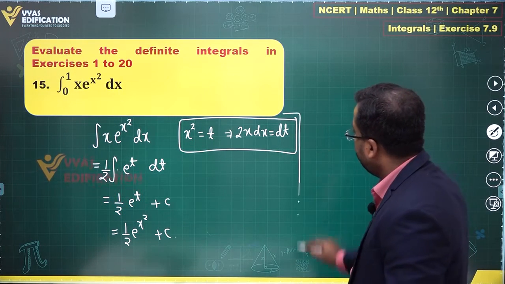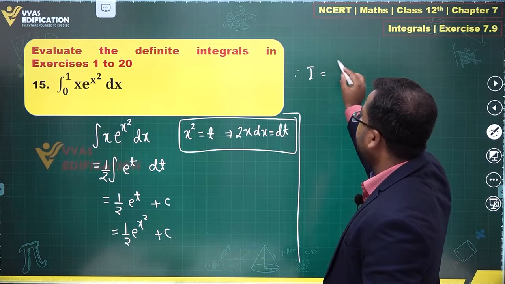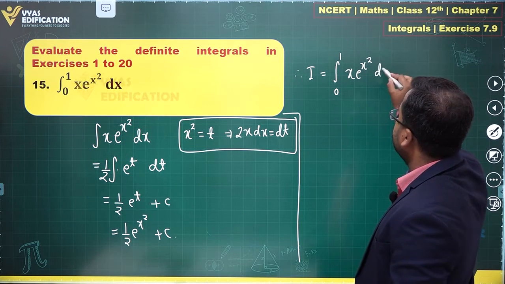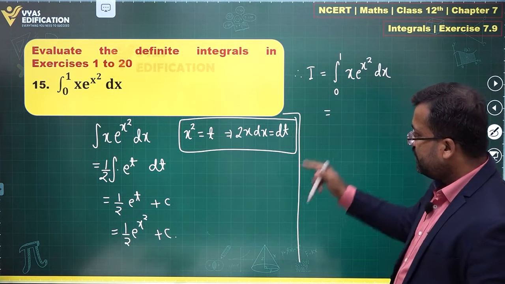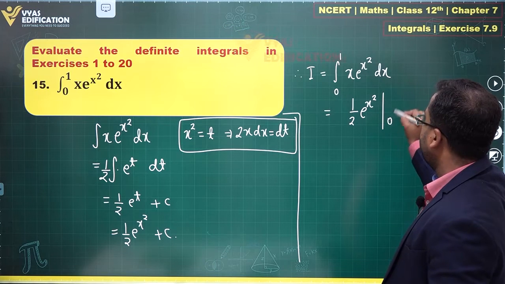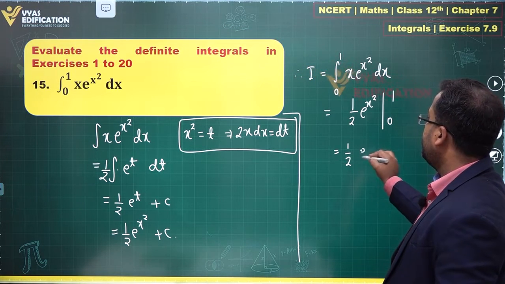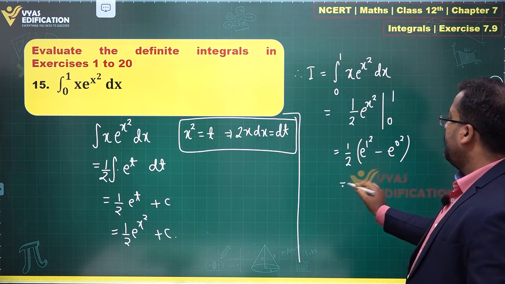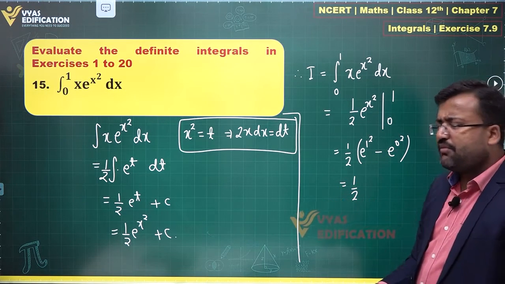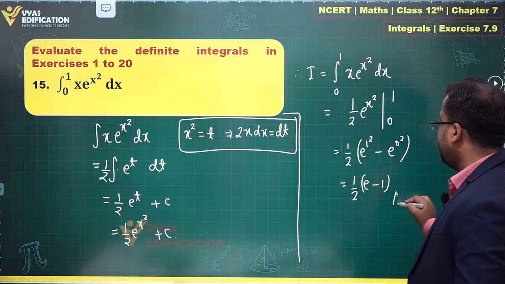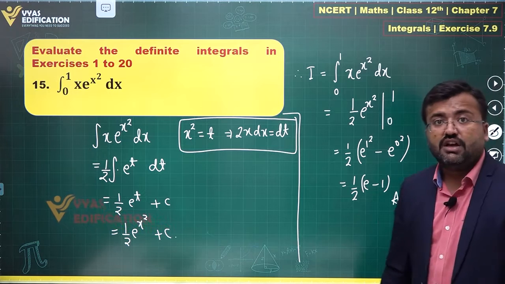And now I, which is the integral from 0 to 1 of x e power x square dx, can be found by the indefinite integral 1 by 2 e power x square from 0 to 1. What is that? 1 by 2 times e power 1 square minus e power 0 square. e power 1 square is e power 1. e power 0 is 1. So this is 1 by 2 times e minus 1, and that is my correct answer for this question.